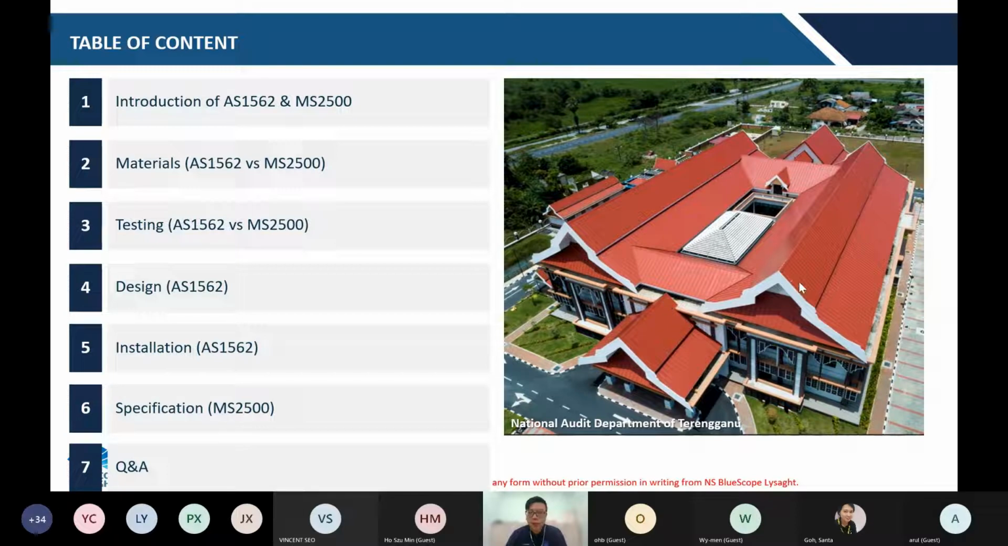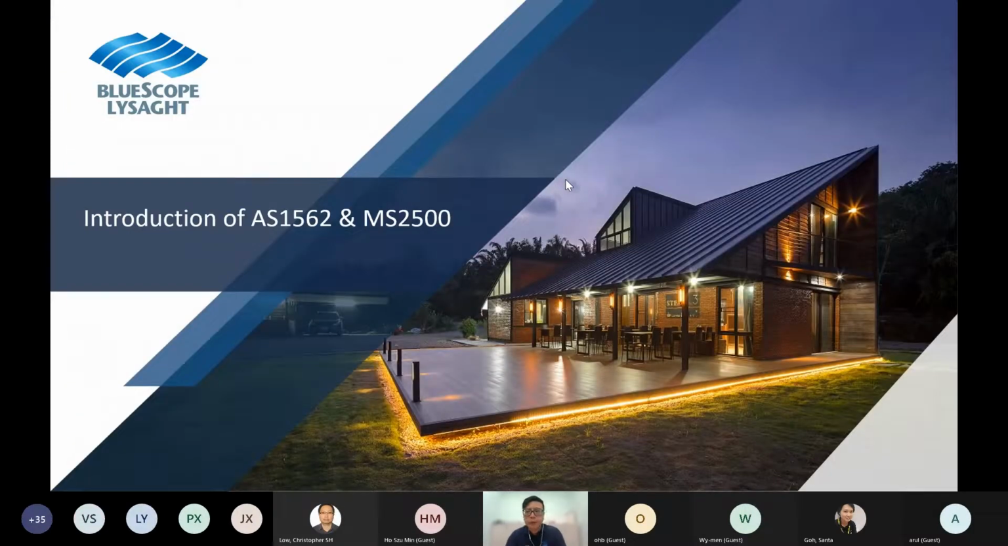As such, today I'm going to share with you 6 topics, which include the introduction of AS 1562 and MS 2005. Then I will do some comparison between the 2 standards in terms of material and testing. Upon that, I will share some standalone requirements in each standard, which are design in AS 1562, installation in AS 1562, and specification in MS 2005. Then at the end of the session, we'll open a Q&A session to all the audience. Okay, let's get into the first topic of today, the introduction of AS 1562 and MS 2005.